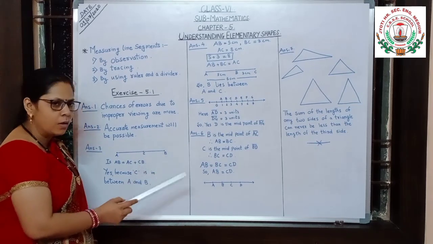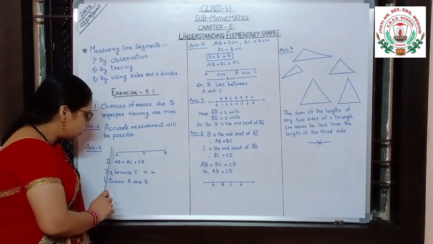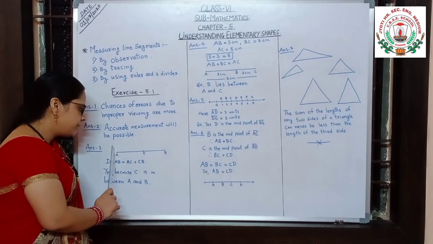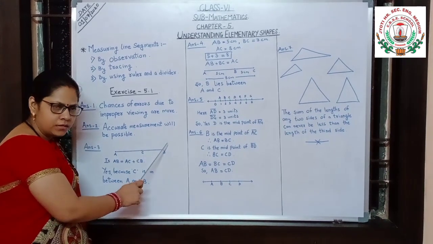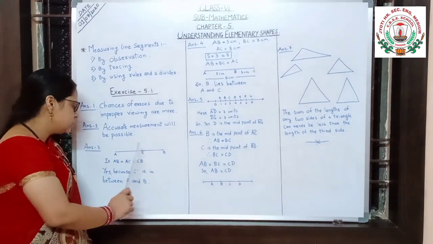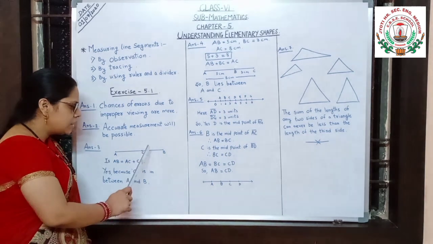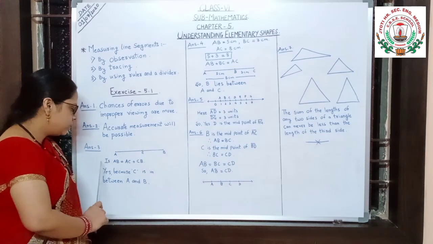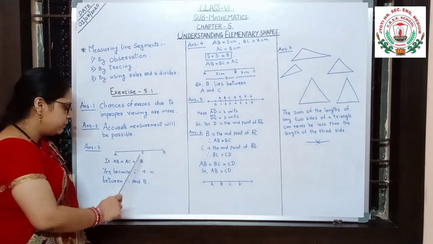Now we will find how. A to C plus C to B. If you are measuring A to C and including C to B, this is the first point, this is the second point, this is the third point. The first to second and second to third. If you add both of these, you will get the complete line segment. So yes, because C is in between A and B. So A to C and B to C combined give you AB. So yes, it is correct because C is in between A and B.